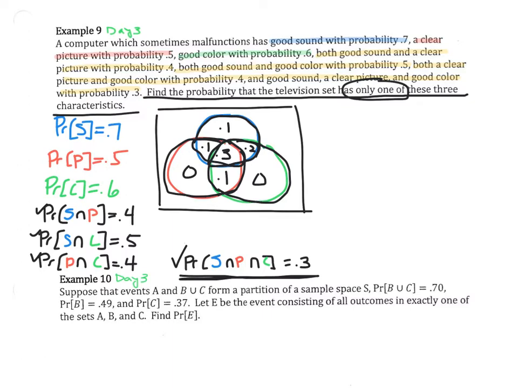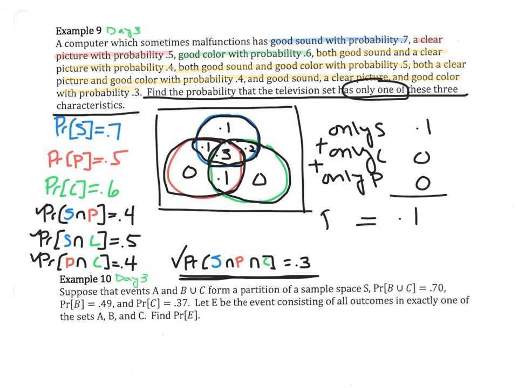Now, the part that I need is in the question. It says the probability that the television set has only one. So that's either going to be only S, which we said was 0.1, only color, which we said was 0, or, so plus, only picture, which was 0. So the probability of this outcome is 0.1.